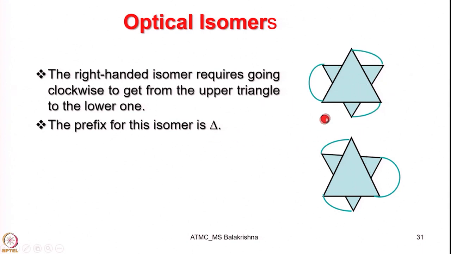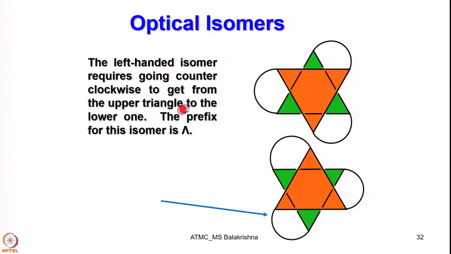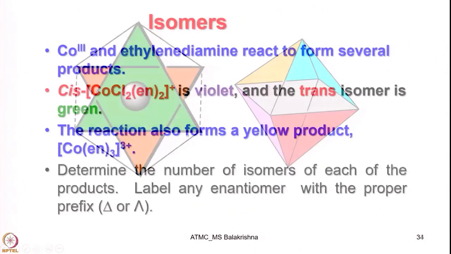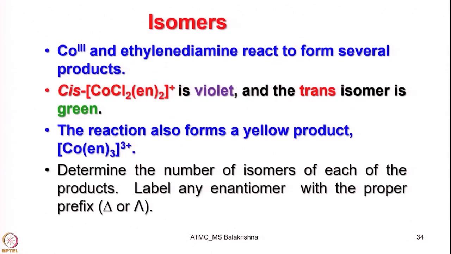So in that case, you should give the prefix delta. On the other hand, a left handed isomer requires going counterclockwise to get from the upper triangle to the lower one. For example, instead of doing clockwise rotation, perform anticlockwise rotation, and then the prefix for this isomer is lambda. So this is how you can distinguish between two optical isomers among coordination compounds. And this is a typical octahedral compound. Let us look into some isomers.